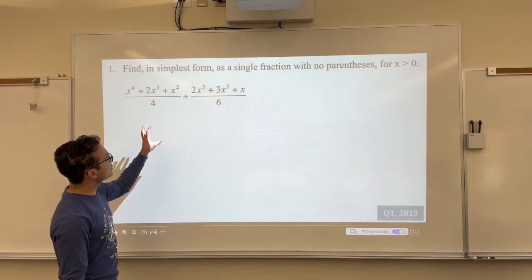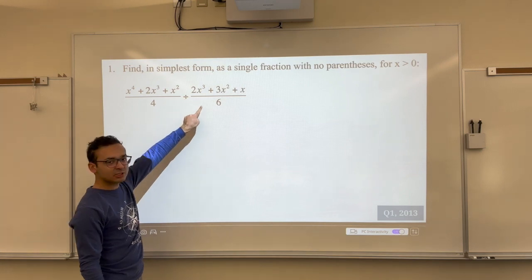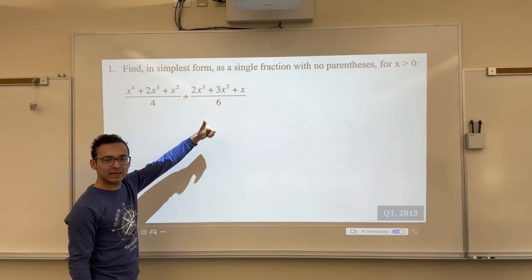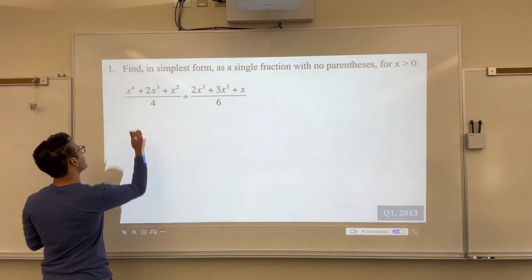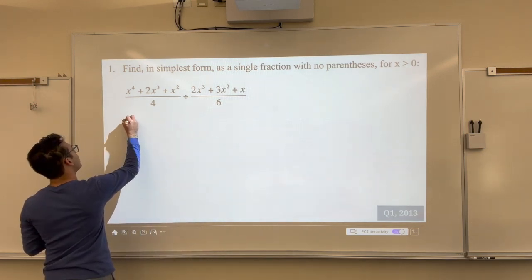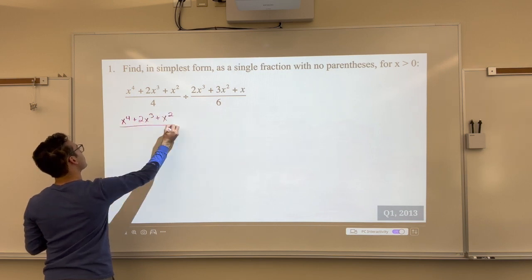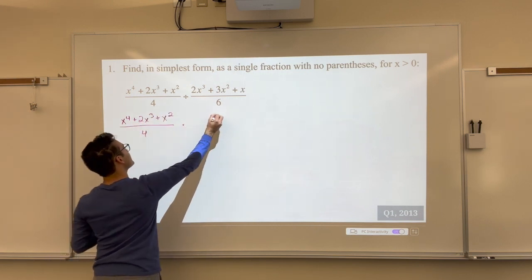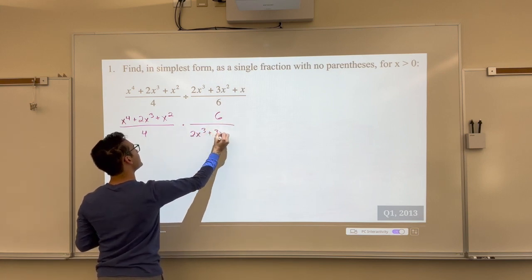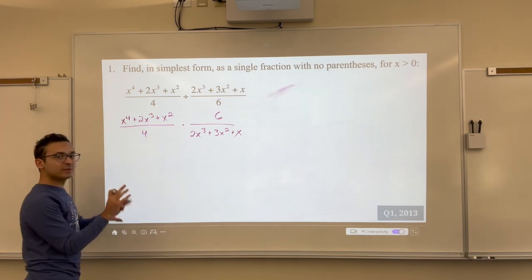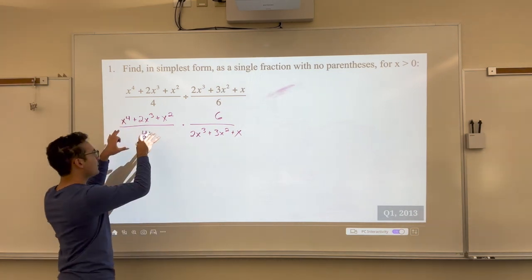All right, so here's another one that we need to simplify. Now, remember, dividing by a fraction is the same thing as multiplying by the reciprocal of that fraction. So immediately, I'm going to rewrite this problem as x to the fourth plus 2x cubed plus x squared over 4 multiplied by 6 over 2x cubed plus 3x squared plus x. So let's go ahead and simplify these expressions in terms of x. So I'm going to come up here and do this one first.